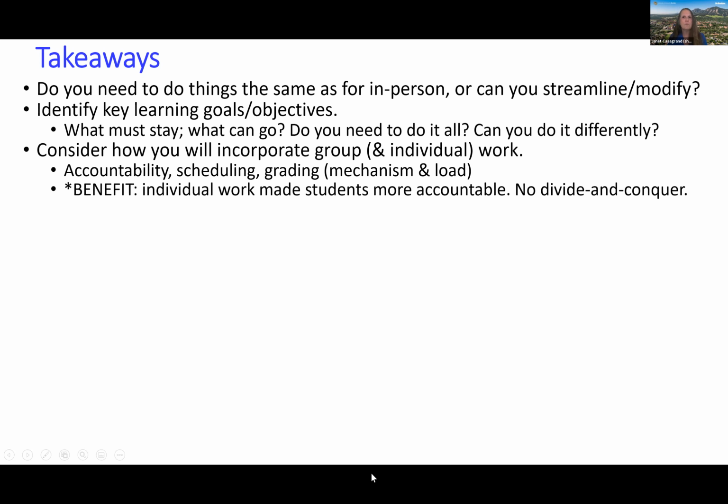Consider how you'll incorporate group and individual work, including accountability, scheduling, and grading mechanisms, for example, rubrics, and load. One of the unexpected benefits that we found at the conclusion of the course is that by having students do individual work before the group work, it made students more accountable. They couldn't use the divide and conquer method that they always use in the in-person labs. That meant that the online students actually got more individual practice and were more familiar with some of the techniques than sometimes the in-person students are.